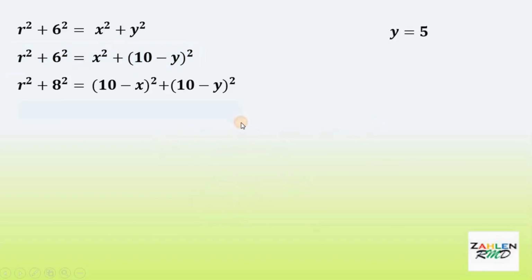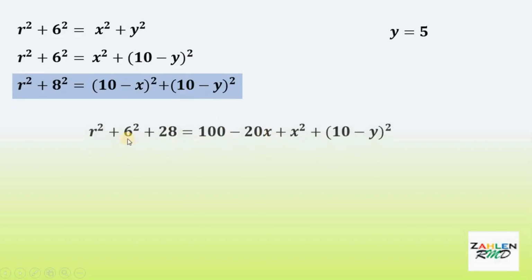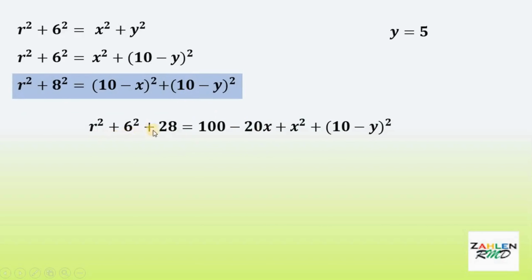Now, next thing to do is to manipulate this third equation. If we do that, we get r squared plus 6 squared plus 28. 6 squared plus 28 is the same thing as 8 squared, or simply 64, since 36 plus 28 gives us 64. This equals (10 minus x) squared, which gives us 100 minus 20x plus x squared, and then bring down (10 minus y) squared.